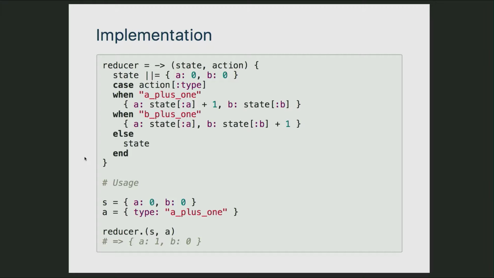So let me explain. You see the lambda structure here, and we have to define two inputs, state and action. And the action has to be a Ruby hash, but in JavaScript, you have to define it as an object. And you can see that we need to case this here and decide what to do, how to update the state. For example, if we have an A+1 action type, then we need to add 1 on the state of A. Yeah, so that's how it works.